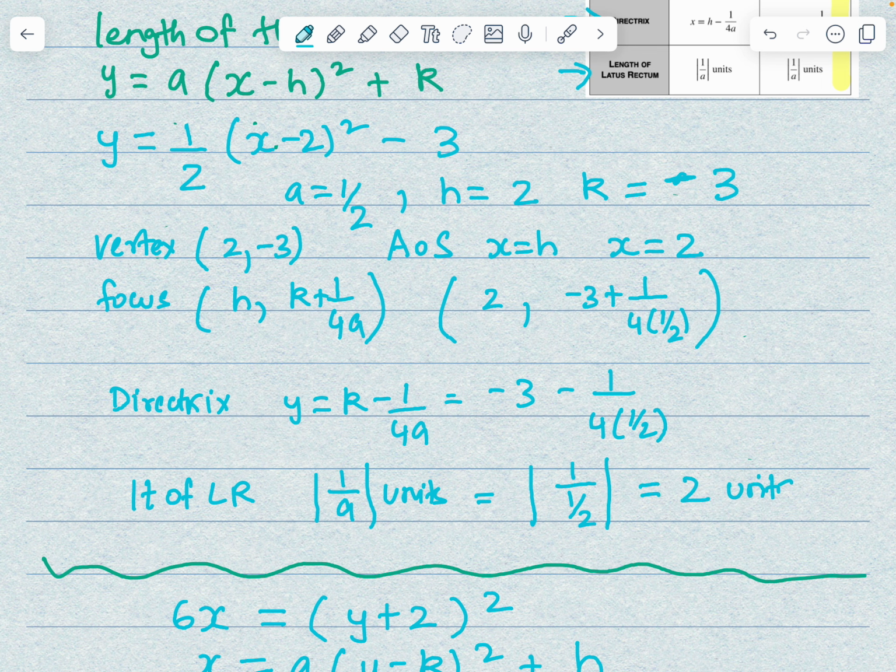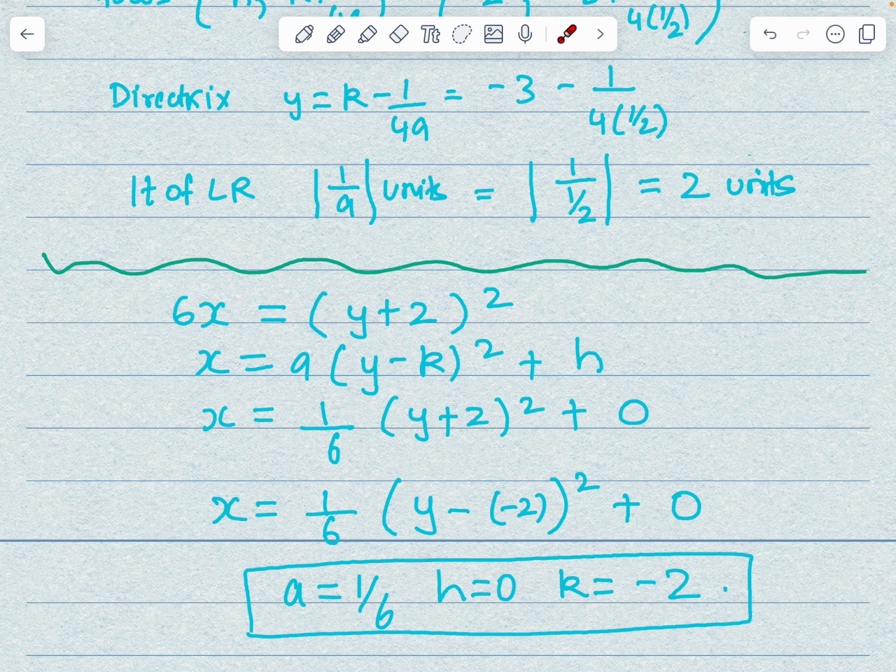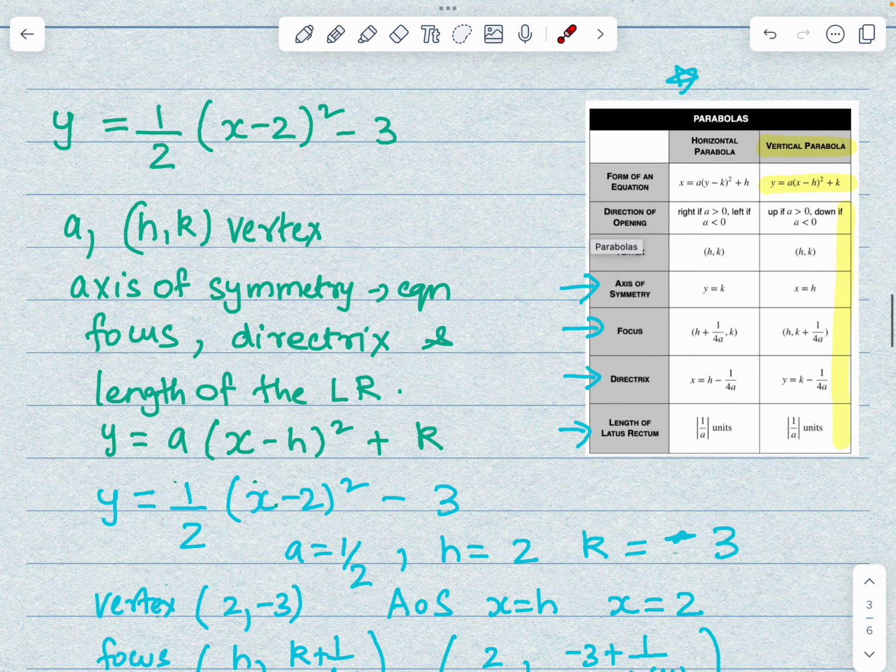Now, sometimes the equations are not in the standard form like this, right? So you have to convert them. So you have to first figure out, oh, this is x = a(y - k)² + h. So if you refer to the table, now this is the horizontal parabola, not the vertical parabola, so you have to go along this column now.